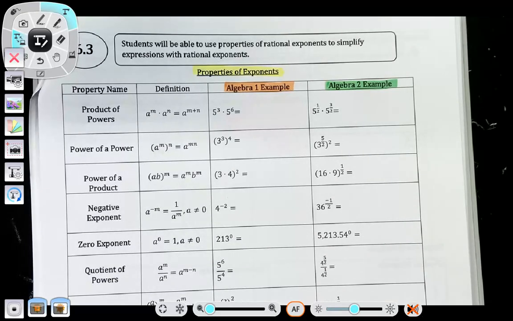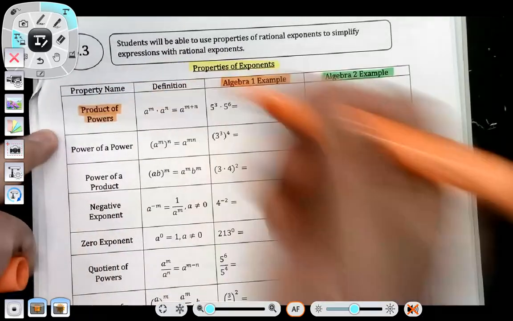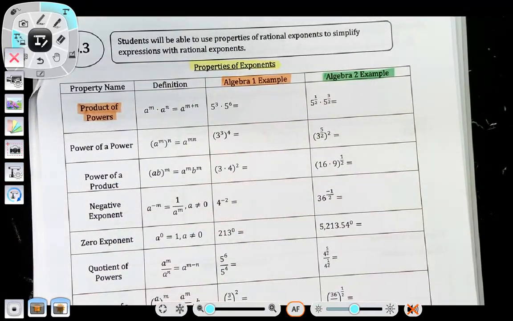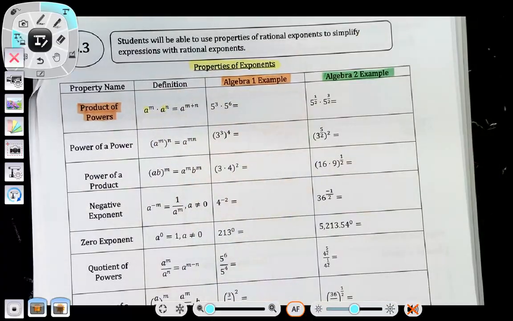All right, so we're going to be doing a lot of highlighting here, so have your stuff ready as usual. All right, so first one. First property is the product of powers. The main thing to look at is, one, they have the same base. So this one has a base of A. This one has a base of A.